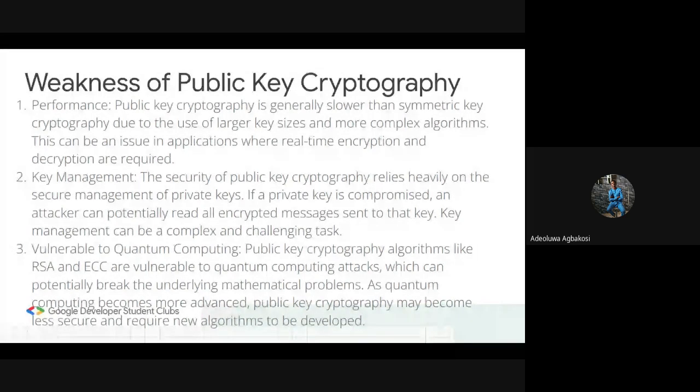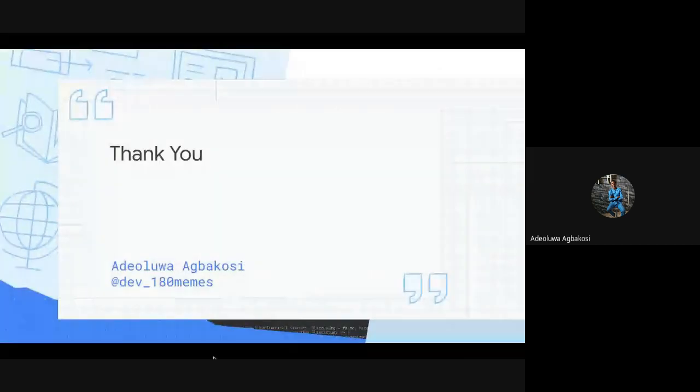Now, public key cryptography algorithms are vulnerable to quantum computing. Algorithms like RSA and ECC are vulnerable to quantum computing attacks, which can potentially break the underlying mathematical problem. With quantum computing, you can solve some very complex mathematical problems. So as quantum computing becomes more advanced, public key cryptography may become less secure and require new algorithms to be developed. Now, that is all with public key.